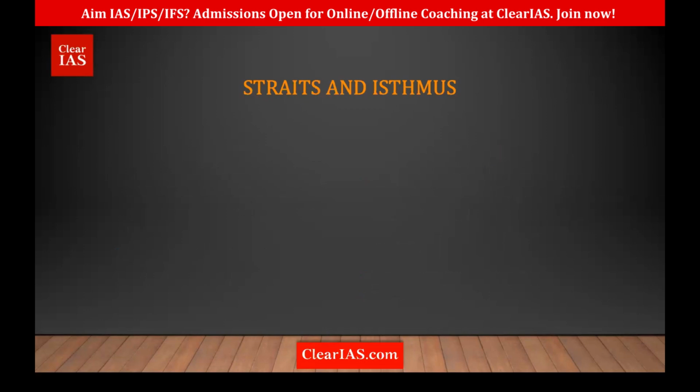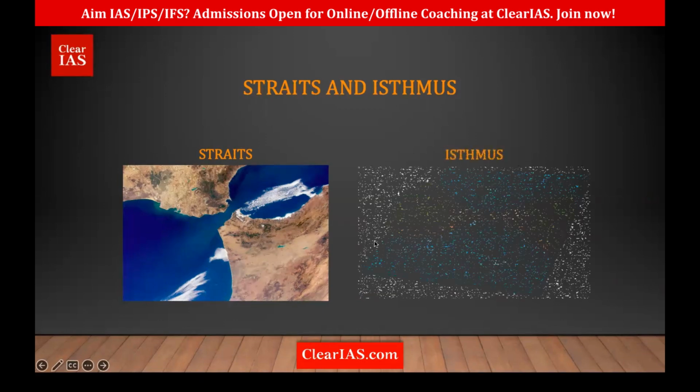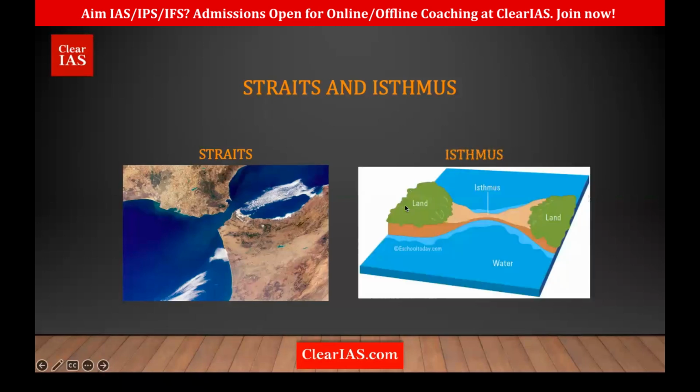Clear? I'll just show you a picture of this. So you can see this is a strait. There are two water bodies and there is also land. So this narrow strip of water between these two is called a strait. Now, in the case of isthmus, there are two big land masses and there's water all around, but there is a narrow strip of land which connects these two land masses. For example, Panama. Panama actually connects the big land masses of North America and South America. So that is isthmus.